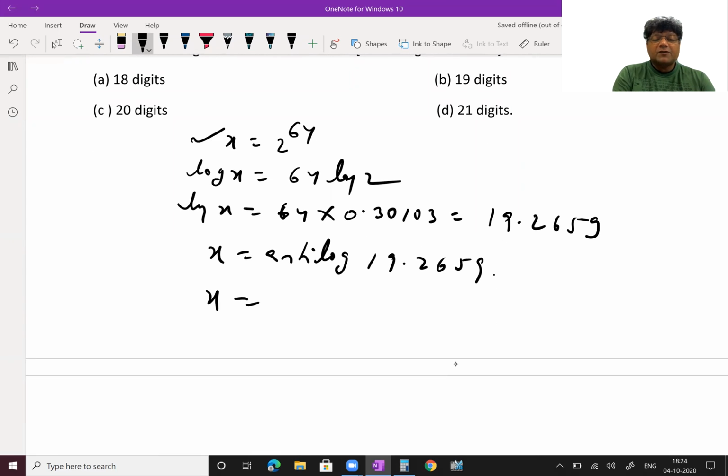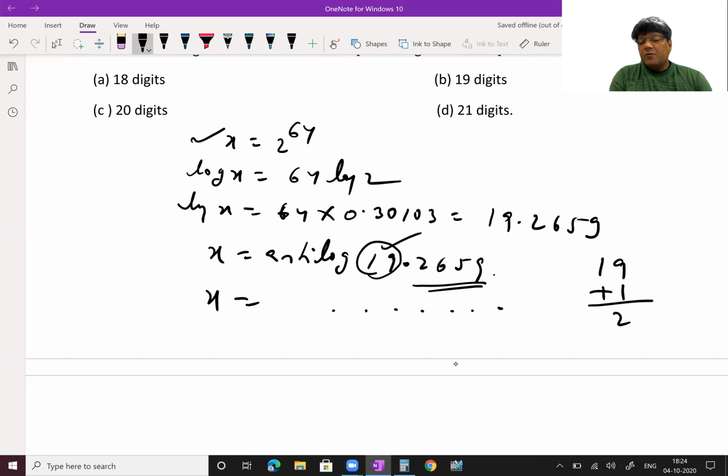Your x is what? This value, 2 to the power 64. And how do we calculate? We will calculate the anti-log of 0.2659. And whatever will come, we are to place the decimal after how many digits? Whatever is written here, that is 19 plus 1. How much? 20. Always this plus 1. This is fixed, guys. Always plus 1 will be added to the number which is before the decimal.